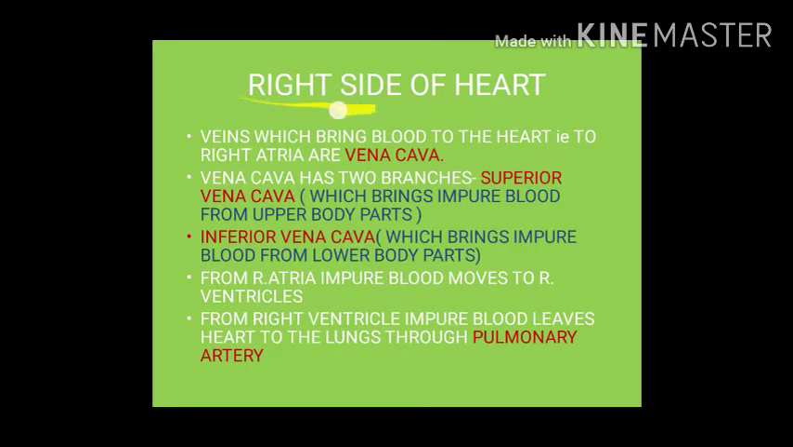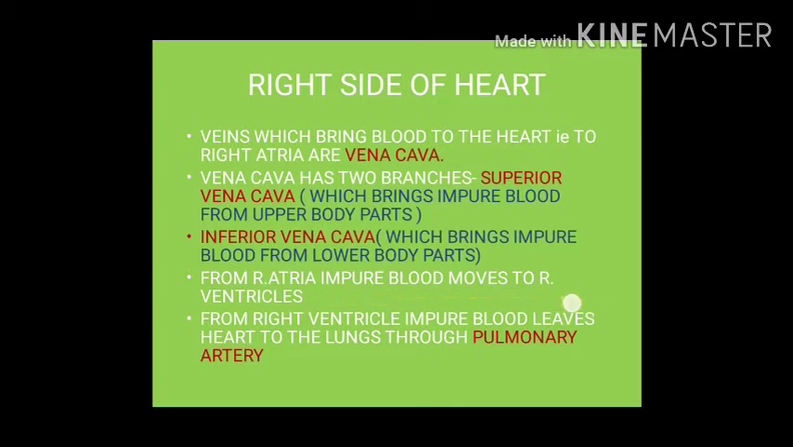So first let us discuss the right side of the heart. Veins which bring blood to the heart, that is the right atria, are the vena cava. Vena cava has two branches: superior vena cava, which brings impure blood from upper body parts, and inferior vena cava, which brings impure blood from lower body parts. From right atria, impure blood moves to right ventricle.